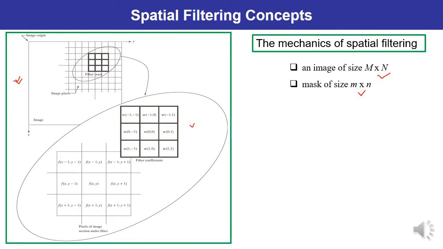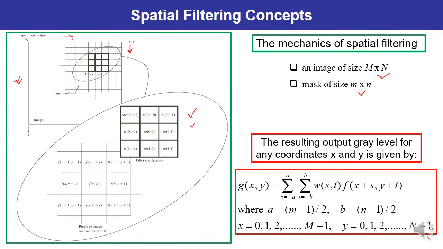So here the process consists simply of moving the filter mask from point to point in an image. This filter mask can be applied to the entire image, starting from left to right, then top to bottom, until the whole image has been covered. At each point x comma y, the response of the filter at that point is calculated using a predefined relationship.